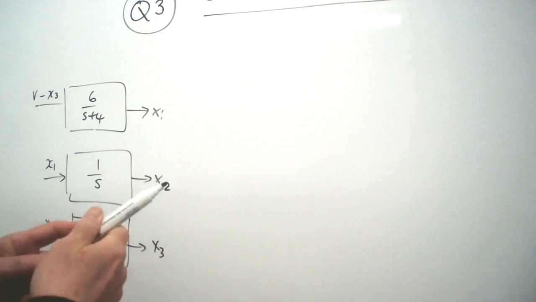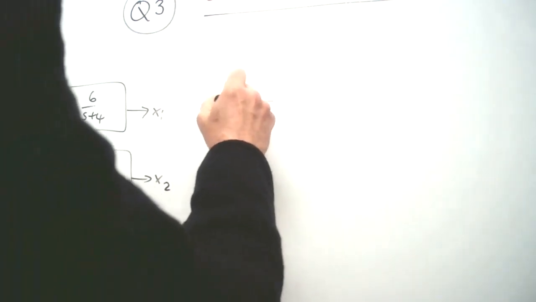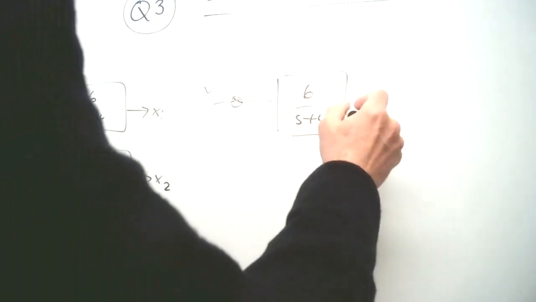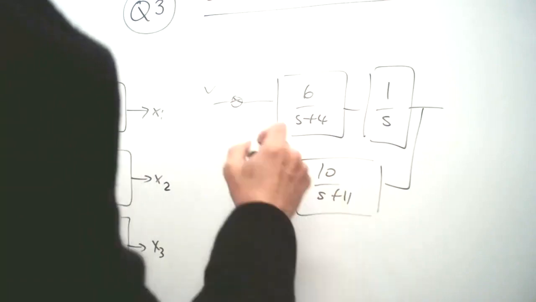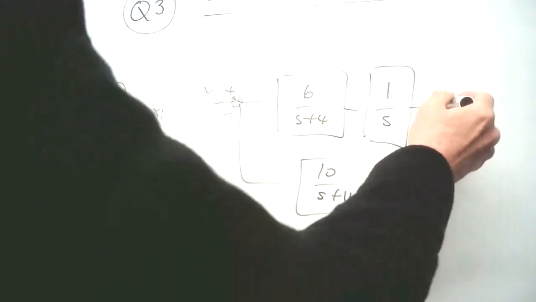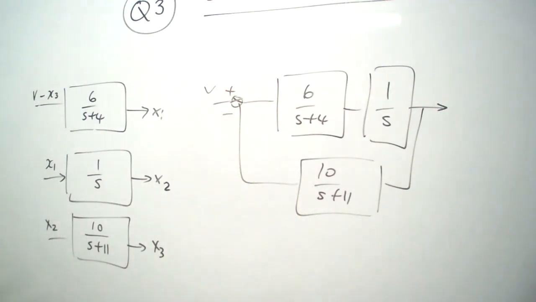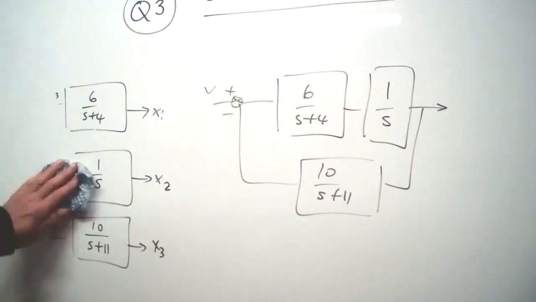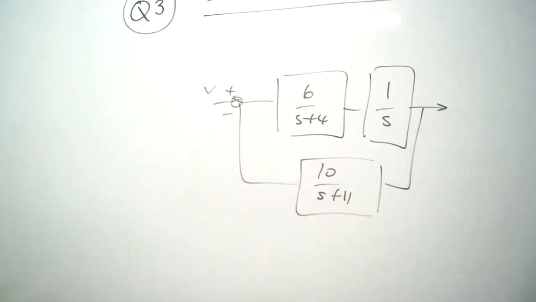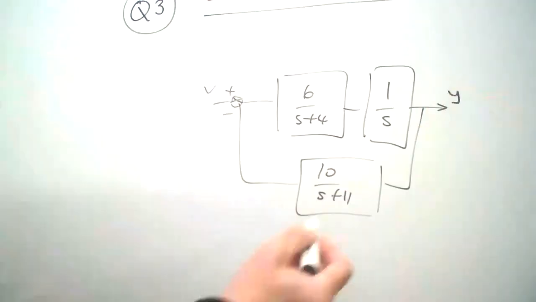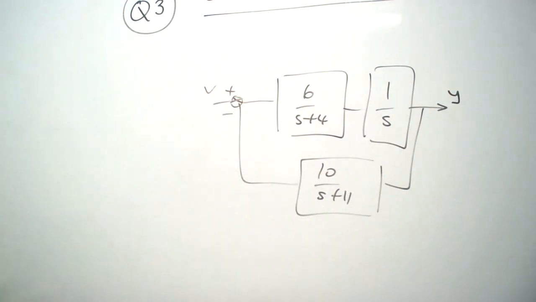If we go back to what we had a minute ago, we had something like this. That was v. This was 6 over s plus 4. That was 1 over s. And this was 10 over s plus 11. Very often, always, the first part of the exam question is to simplify this block diagram to a single block, a single transfer function. So that's v and that is y.